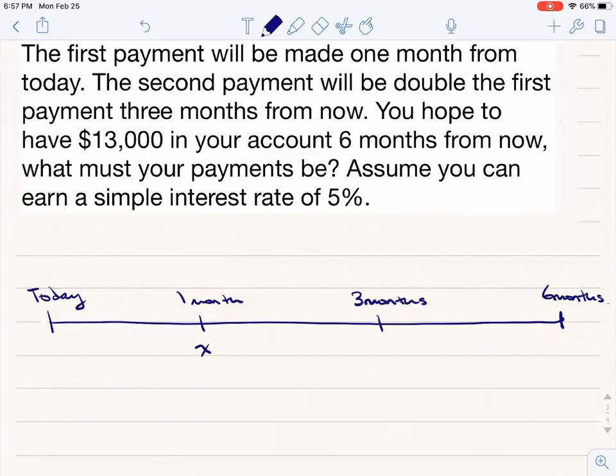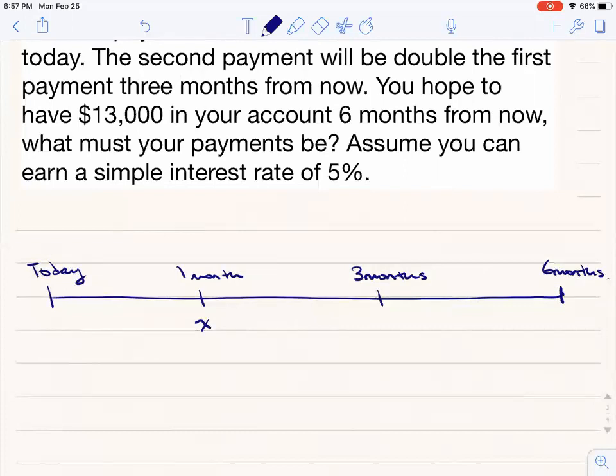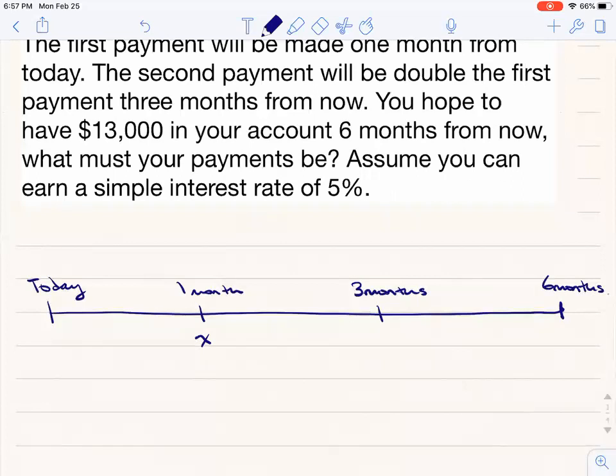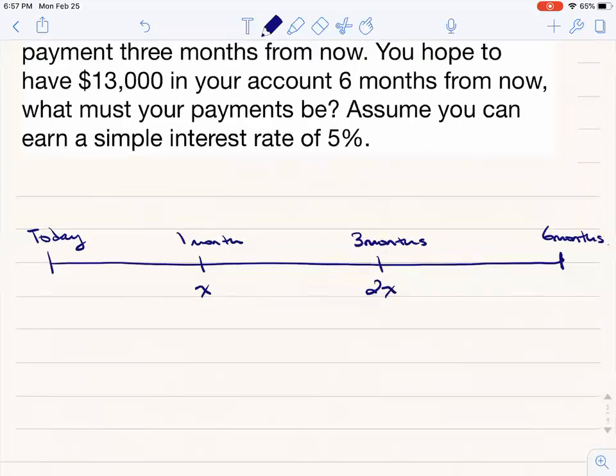So I'm just going to write X there, and that's what I'm going to solve for. The second payment is going to be 2 times the first payment, so 2 times X, whatever X is. At 3 months, you're going to make a payment of 2 times X. We're only making 2 payments: the first payment, and then double the first payment at 3 months.